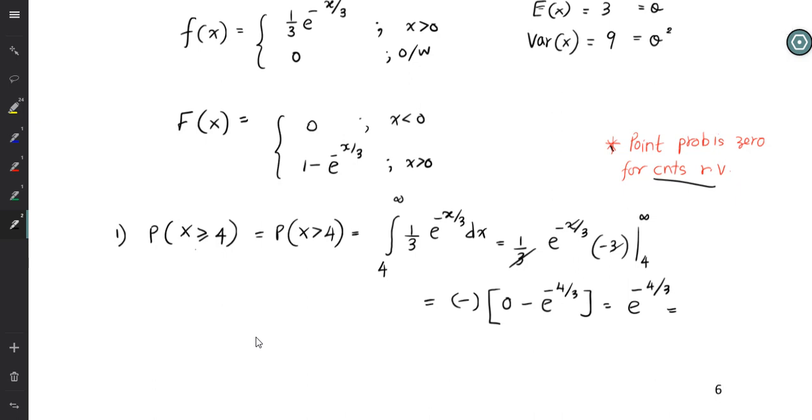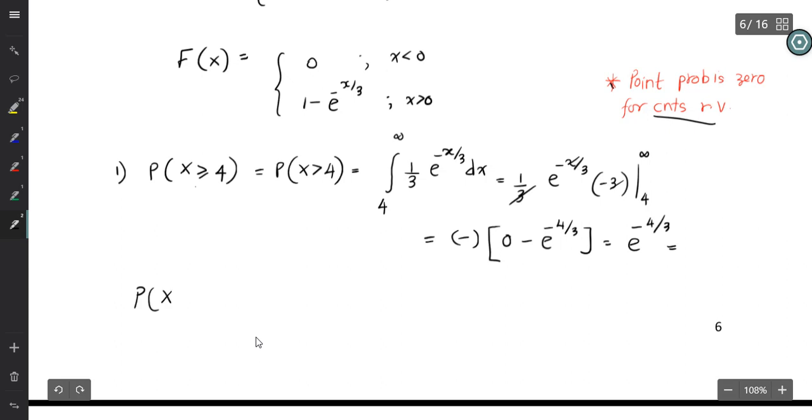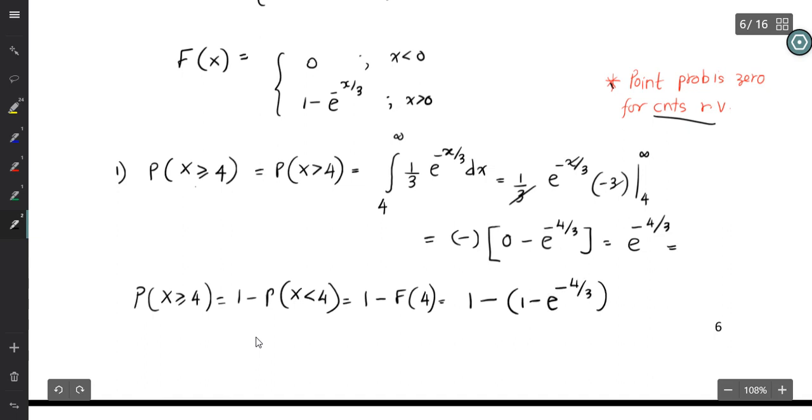Okay, plug this into a calculator, the e function to the power negative 4 over 3. You can find the answer. Now, is there another shortcut that you can do this? What is P(X greater than 4)? P(X greater than 4) is the same as 1 minus P(X less than 4), which is by definition the CDF at 4. So 1 minus the CDF, 1 minus e to the negative 4 over 3. The 1 and minus cancel out, and you end up with e to the negative 4 over 3. See, the same answer. Right?